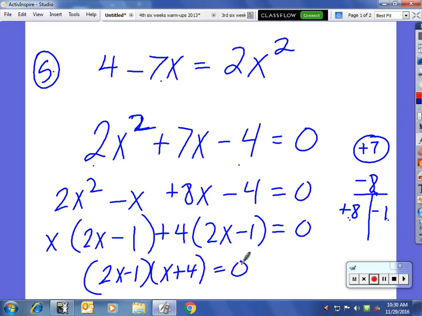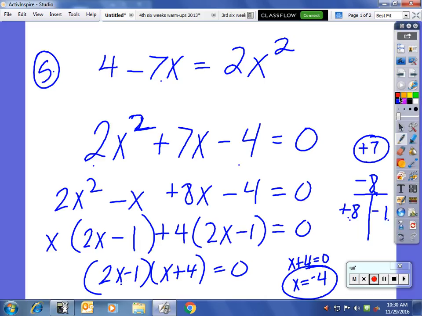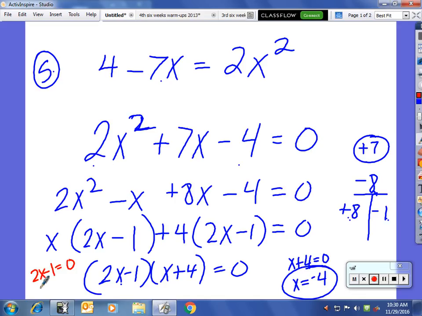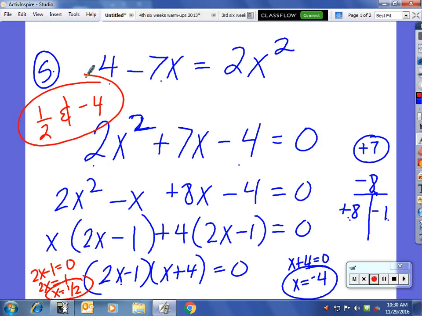Here come my two solutions. This one's super easy. If x plus 4 equals 0, what's x? Negative 4. One of my solutions is negative 4. What about this one? That one would be positive 1/2. If 2x minus 1 equals 0, move the 1 over. You get 2x equals 1, and then divide by 2. So your solutions here should have been 1/2 and negative 4. And you're going to have a bunch with fractions on your homework. Mia, are you okay with that? You got 1/2 and negative 4?